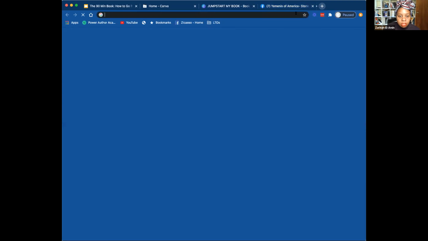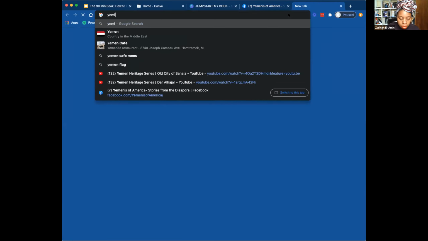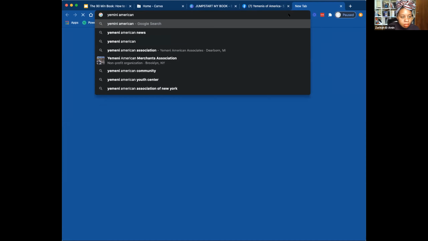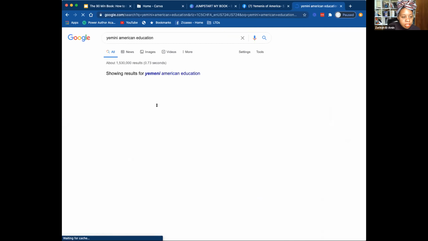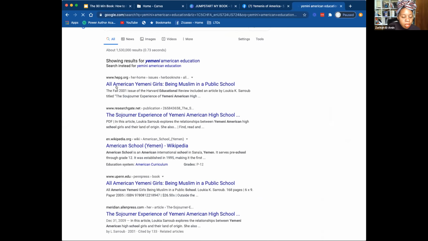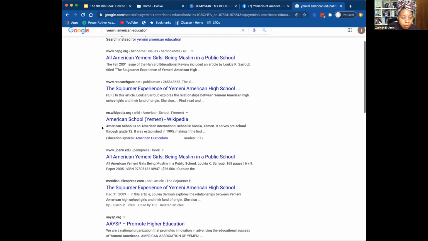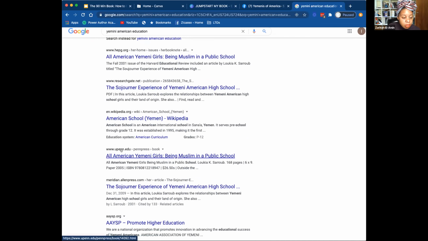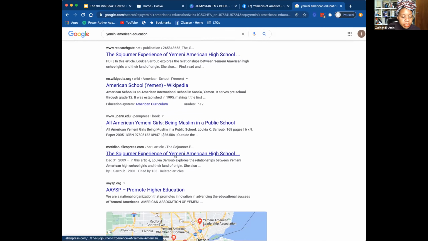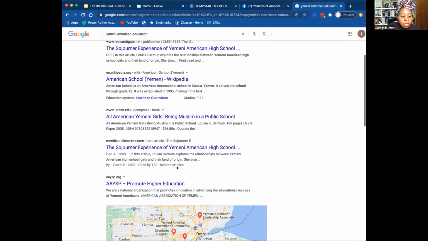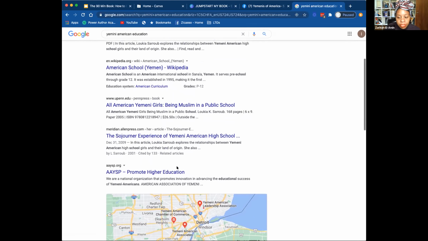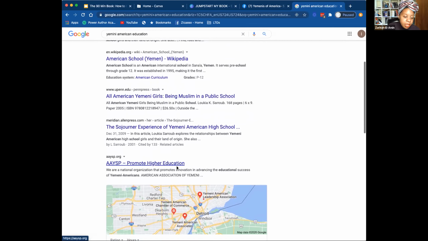Now, let's go and just do Yemeni American. I'll just put education and see what comes up. So we're going to look for Yemeni American education. I spelled it wrong, it corrected it for me. Okay, the All-American Yemeni girls being Muslim in a public school. Oh, that's an article. So a lot of articles, it looks like, have come up. University of Pennsylvania. Yeah, the Sojourner experience of Yemeni American high school. So you see what we're doing though? We're starting to become the researcher. We're finding other things that are related to our topic, our people.